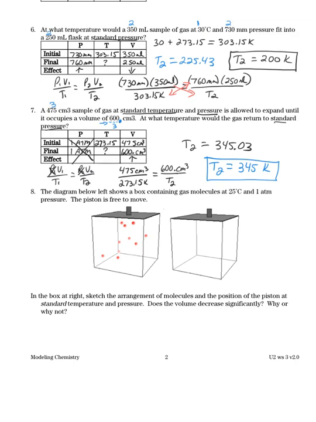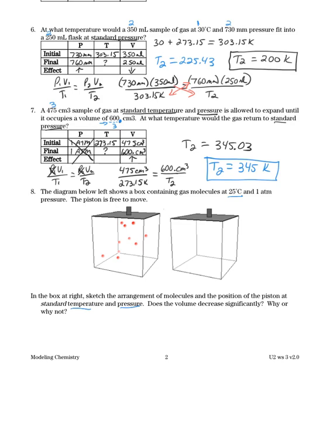The diagram below on the left shows a box containing gas molecules at 25 degrees Celsius and 1 atmosphere of pressure. The piston is free to move, which means it can go down or it could come back up. So first thing we're going to do is I notice that I've got a temperature here, and I'm going to read below, and maybe my temperature stays the same, but let's take a look. In the box at the right, sketch the arrangement of molecules and the position of the piston at standard temperature and pressure. Does the volume decrease significantly? Why or why not? So let's see what we've got here.